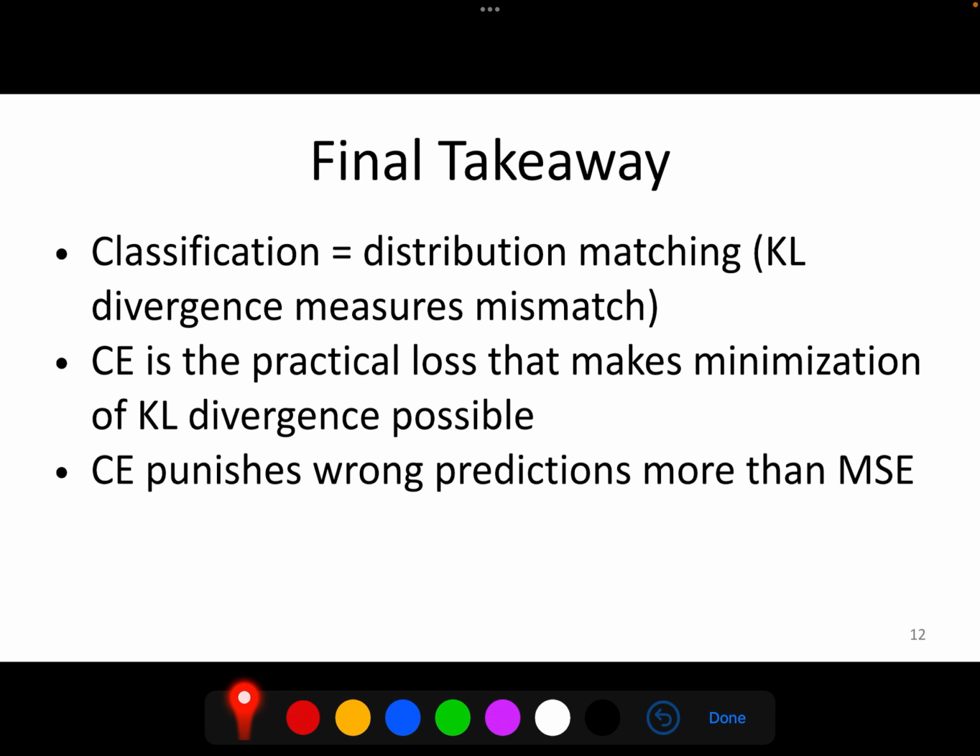Let's summarize. Classification is a distribution matching problem. KL divergence measures the distribution mismatch. And cross-entropy is the practical loss that lets us minimize KL divergence from data. For classification tasks, cross-entropy is a better loss than MSE. This is because cross-entropy punishes confident wrong predictions more than MSE.